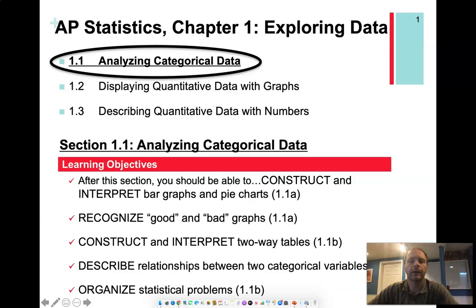Mr. Ansberg here with the first video of lesson 1.1, which is analyzing categorical data. In this part, we're going to look at the first two learning objectives, which are to construct and interpret bar graphs and pie charts and recognize good and bad graphs. So let's go ahead and get started.